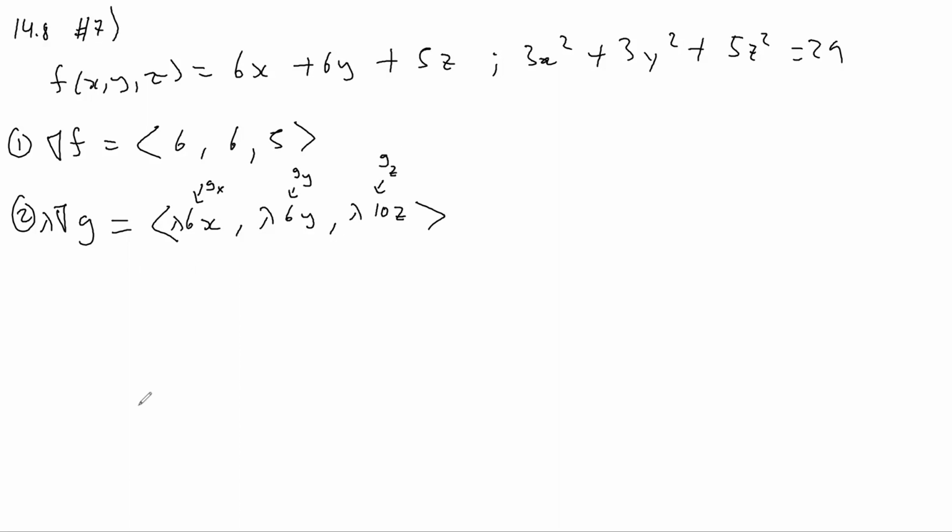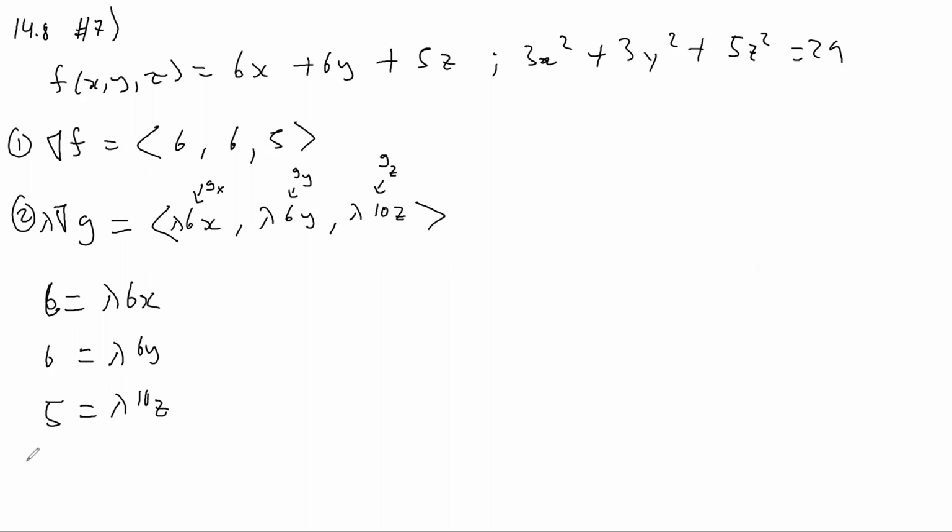All right, so now we have the gradient vector of f and g. Now we can set them equal to each other. So we have 6 is equal to lambda 6x. Then we have 6 is equal to lambda 6y. And finally, we have 5 is equal to lambda 10z.